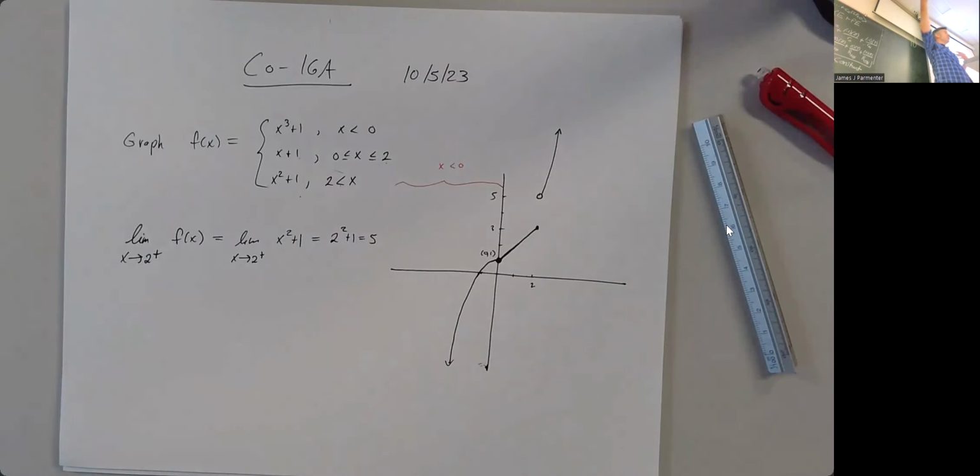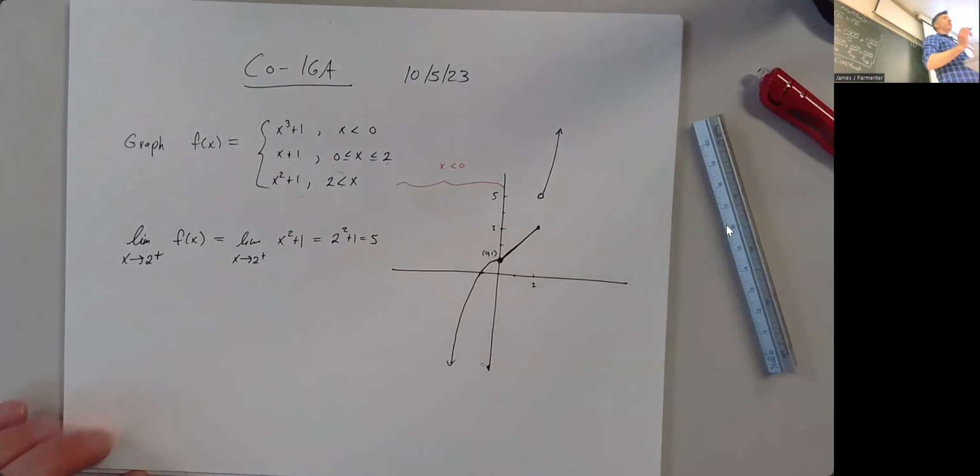What happens is x gets really, really close to a number. What happens to the function as x gets really, really close to a number? That's what we're asking about when we're asking about a limit. What is the behavior of the function as x does whatever it's doing?